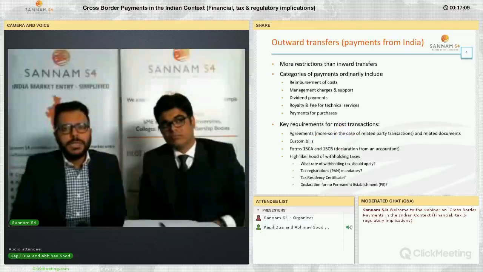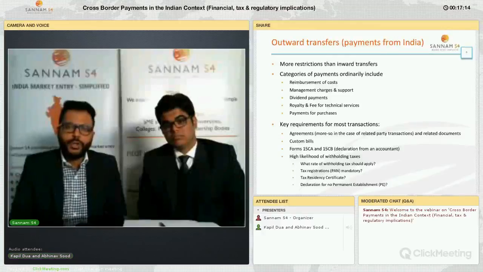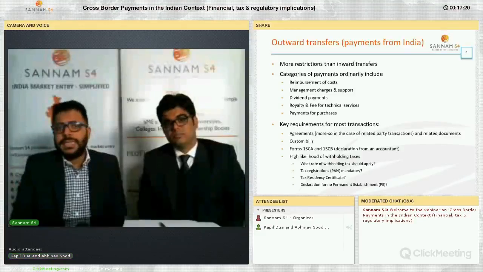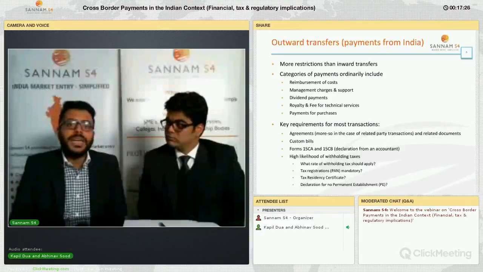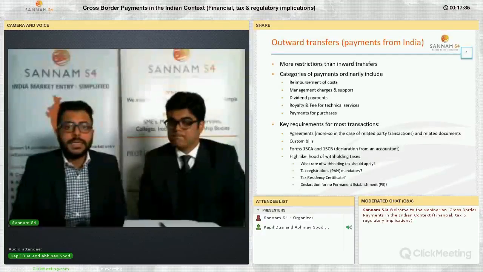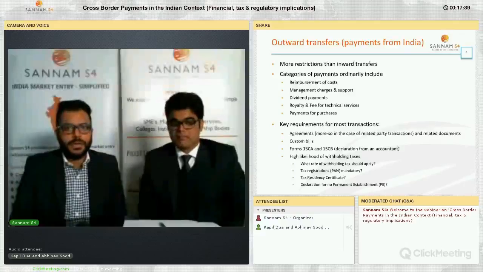What are the important key areas or requirements for such transactions, which you should definitely keep in mind? The agreement has been talked about previously. It is important to have an agreement. Now, in this area, which is outward payments, I would say even for a single payment an agreement is required. Because for your Indian company, you have to go to an Indian CA to analyze whether tax is applicable on this payment.